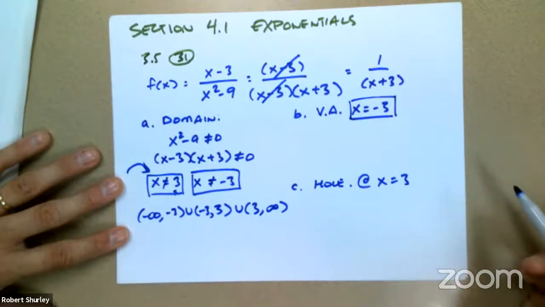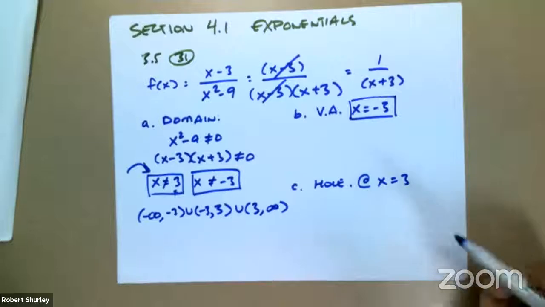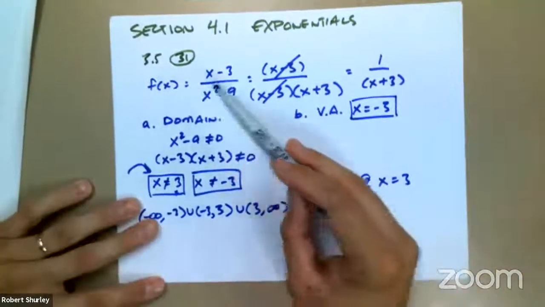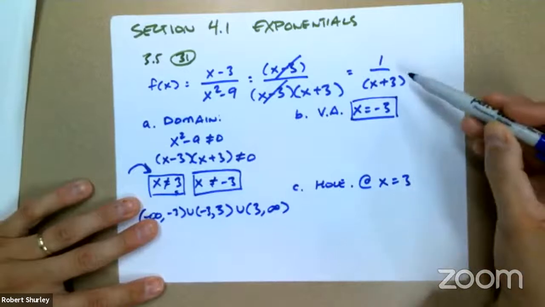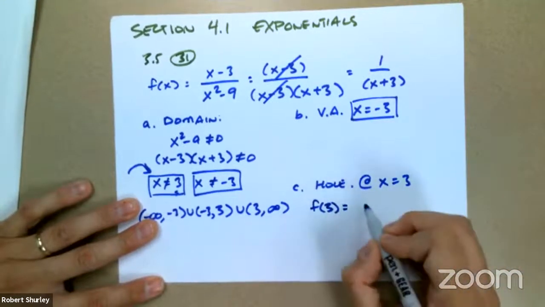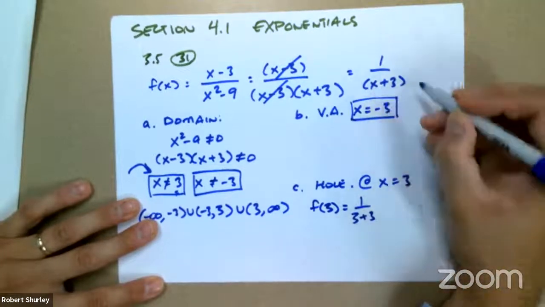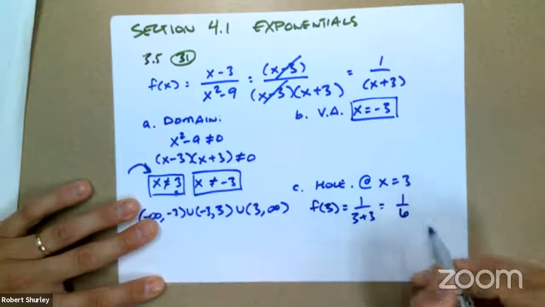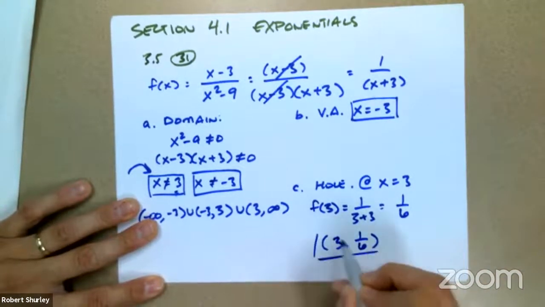Okay. Does that help? Yeah. Okay, good. Now I'll tell you with a hole though, a hole has a y coordinate as well. So once you simplify this completely, if you know you've got a hole that canceled out, you've got to plug this x back in. If we plug that 3 back into the simplified function, you'd have 1 over 3 plus 3, right? The x is right there, the 3 plus 3. So you get 1 over 6. So you wind up with (3, 1/6) as the hole.